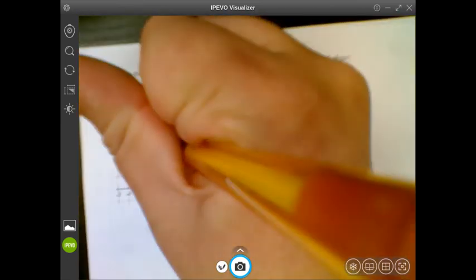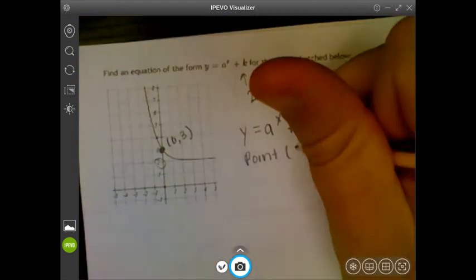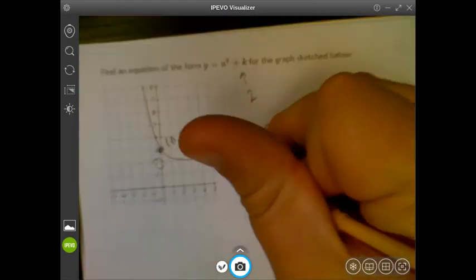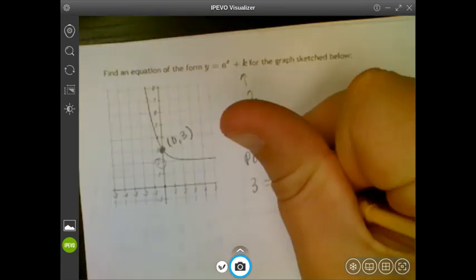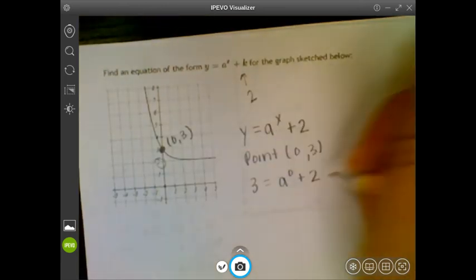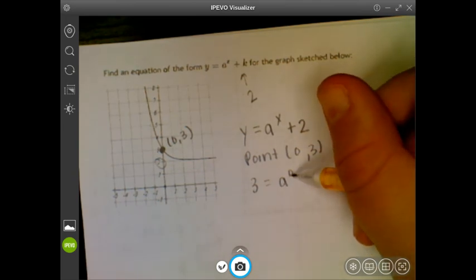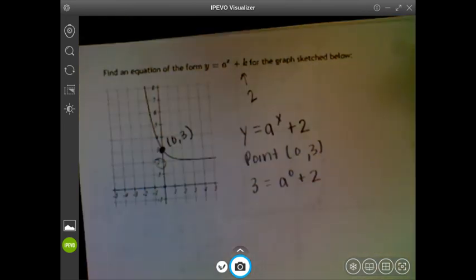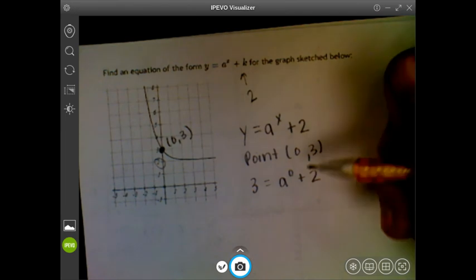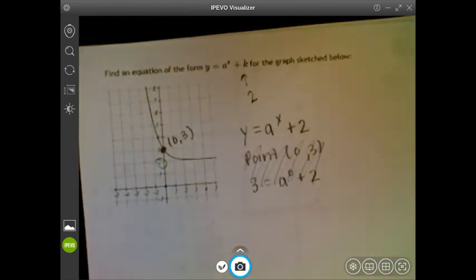That one is the coordinate point (0, 3). So let's see what happens if we use (0, 3). This would be 3 equals a to the 0 plus 2. A to the 0 is always 1, no matter what a is, anything to the 0 power is 1. So that's not really a great point to pick because it doesn't tell us anything about a.